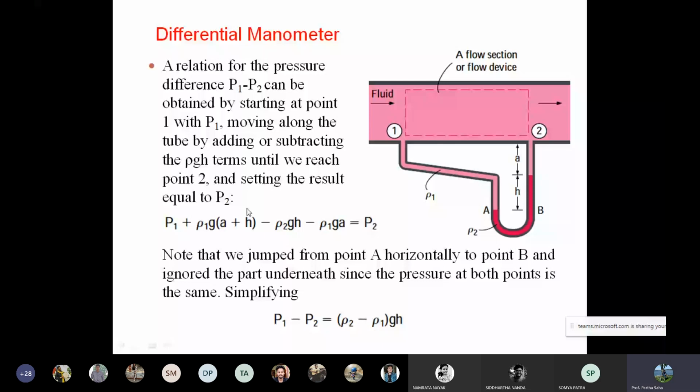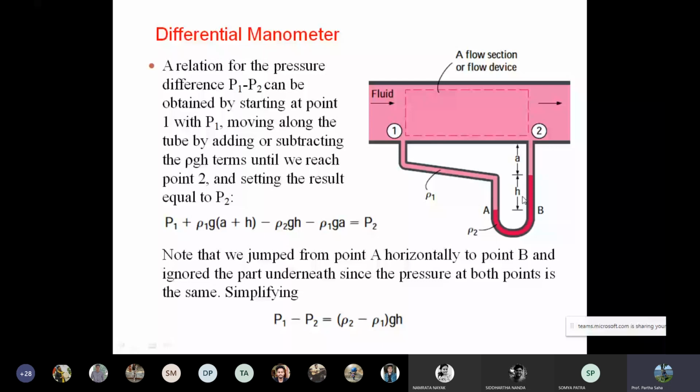So here it is P1, then at point A, P1 plus rho 1 g (a plus h), because this is h and this is a. Then at this point it will be minus rho 2 g h, and then minus rho 1 g a, and that will be equal to the pressure at point 2. As you start from here and move down, this is the pressure P1. Then the pressure for the height a plus h, with the fluid density rho 1, is rho 1 g (a plus h), the total pressure. Then as you move back, the pressure decreases by rho 2 g h, and then further to position 2, rho 1 g a, so that will be P2.